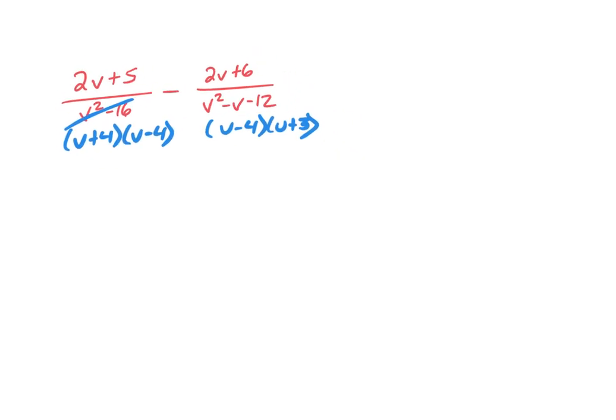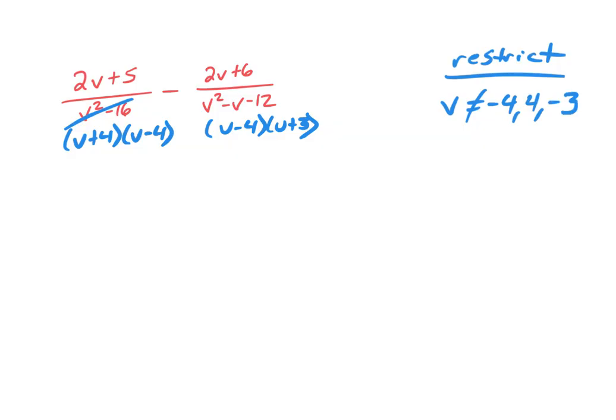All right, so here we go. Restrictions. What can I not put in for v in this first one? Negative 4. What about here? Positive 4. This one's positive 4 again. This one's a negative 3. So here we have 3 restrictions. v cannot equal negative 4, positive 4, or negative 3. We have 3 things v cannot equal. All of those values give me 0 on bottom. We don't want 0 on bottom.